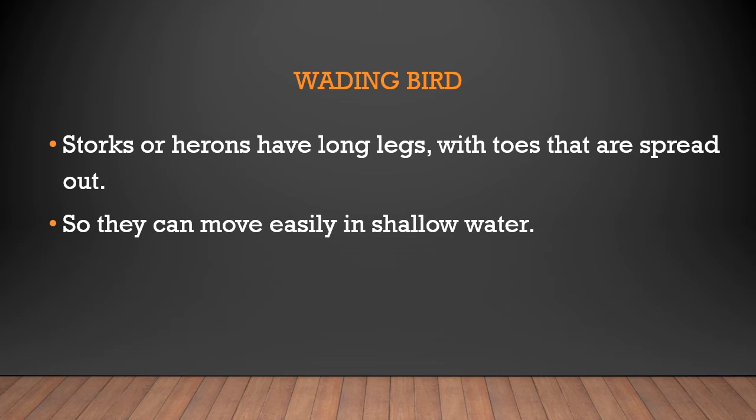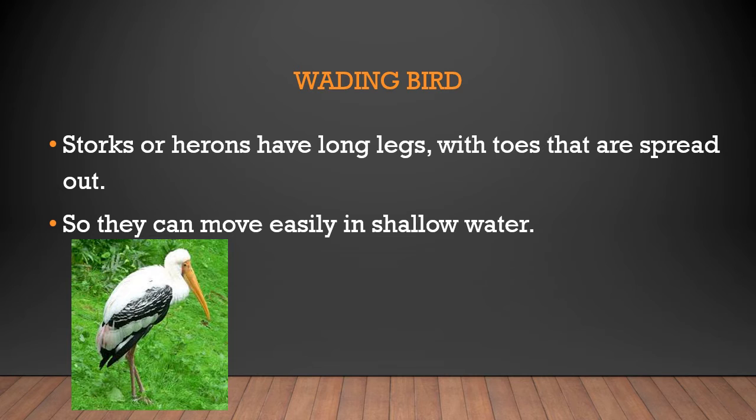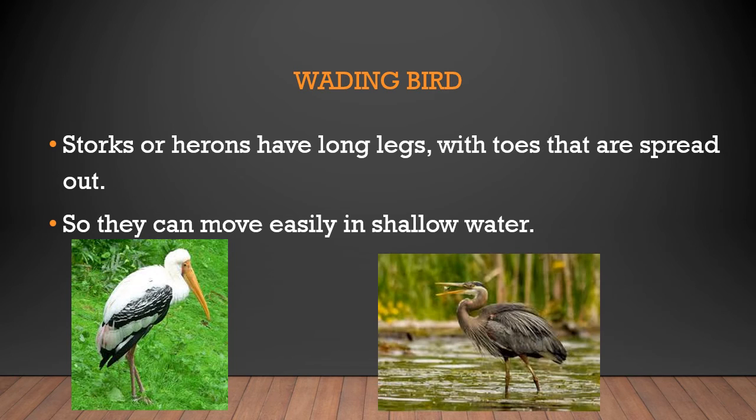Next is the wading bird. Wading birds like storks or herons have long legs with toes that are spread out, so they can move easily in the shallow water. These birds catch the small fishes which are present in the shallow water. When they have to walk in the water, they cannot wet their body. So their legs are long with toes that are spread out, so they can walk easily in the shallow water.